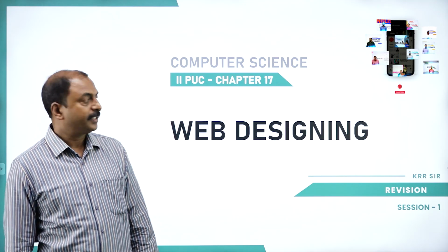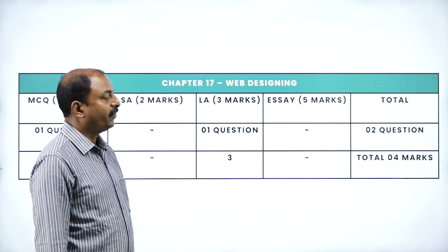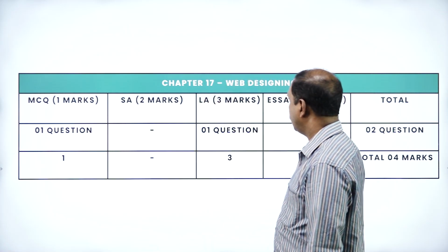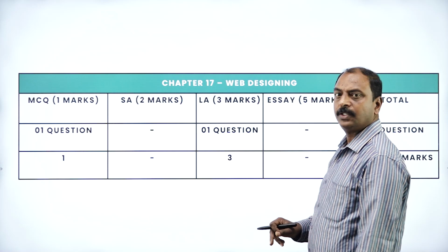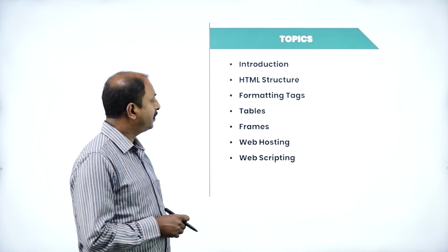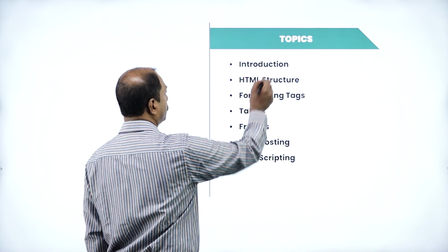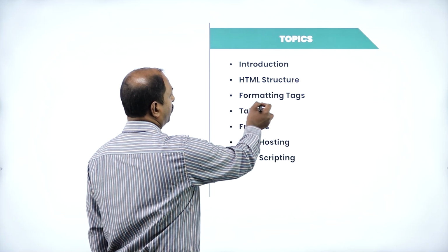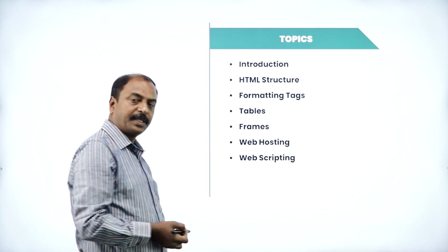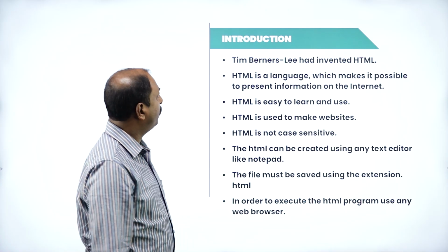Students, let us start our discussion with Chapter 17, Web Designing. The weightage of the chapter is 4 marks: one 1-mark question and one 3-mark question. Total weightage is 4 marks. Now, in this chapter, we are going to discuss the introduction to web designing or web pages, HTML structure, formatting tags, tables, frames, web hosting and web scripting concepts. Now let us start with the introduction part of web designing.